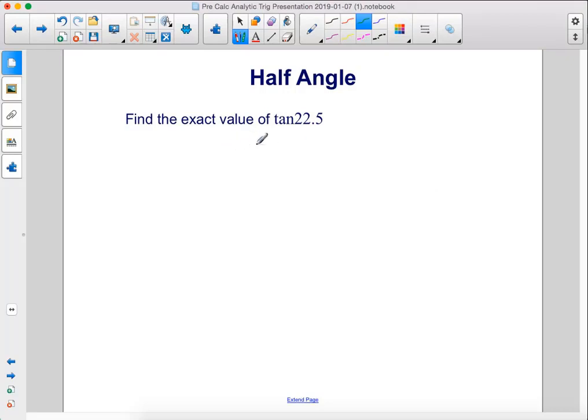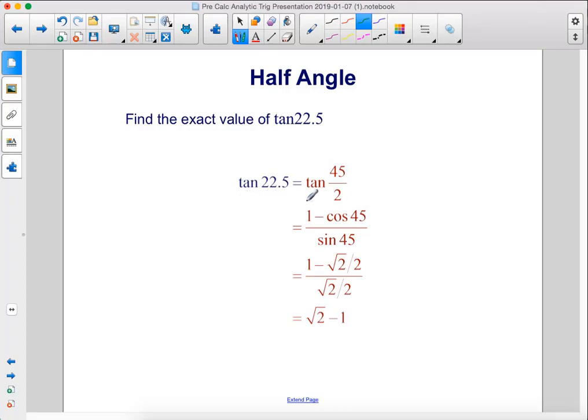Find the exact value of tan 22.5. Tan 22.5 equals tan of 45 over 2, which is 1 minus cosine 45 over sine 45. Cosine of 45 degrees is the square root of 2 over 2, and the sine of 45 degrees is also the square root of 2 over 2. And so when we simplify, we get the square root of 2 minus 1.